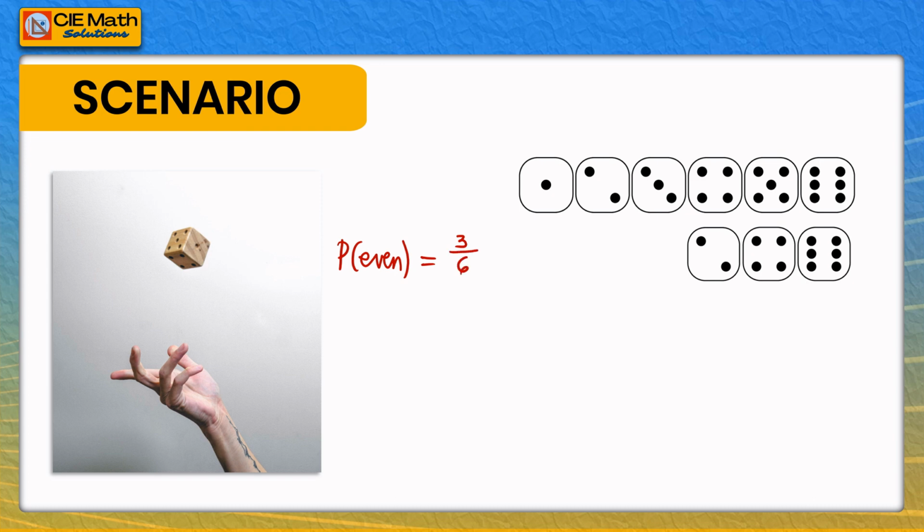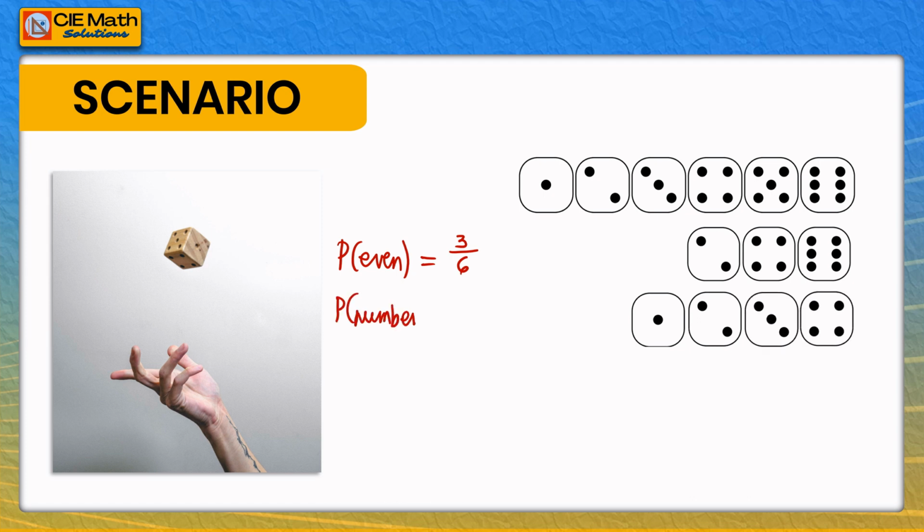How about if we are finding the probability of a number less than 5? There are 4 of them: 1, 2, 3, 4. So we have 4 out of 6.